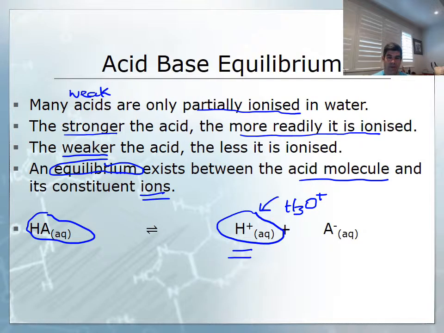Obviously, if the equilibrium lies to the right, then we have a large number of these ions. And if the equilibrium lies to the left, then we have a smaller number of ions. And therefore, the degree of ionization is directly related to the pH.